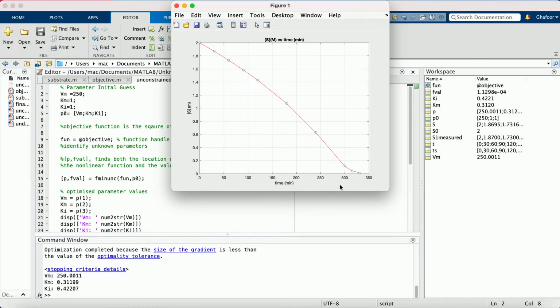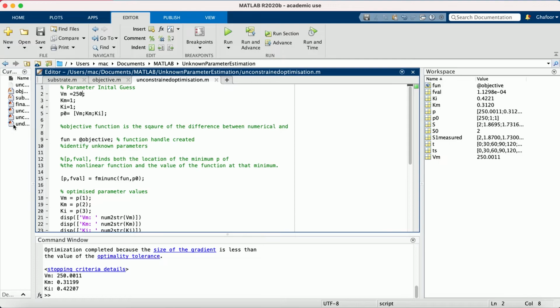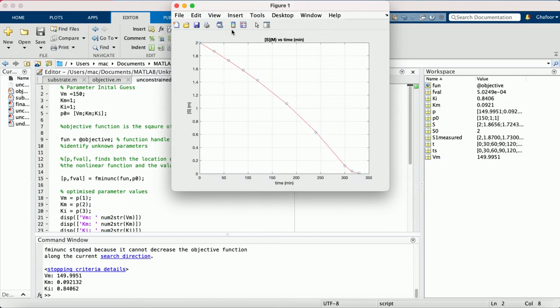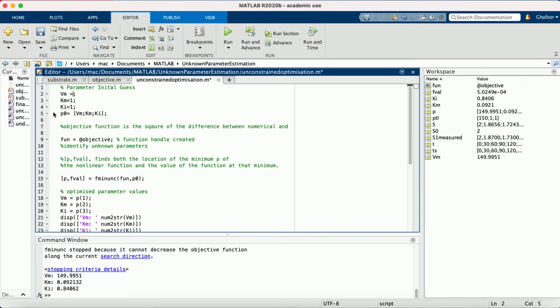This also gives a great fit. We see that our fval for a Vm equal to 250 is a lower value than 500. So this is a better estimation than 500. Let's see if we go even lower. Let's try 150. We see that our fval is a value that is greater than at 250. So we know that the optimum is between 150 and 250. So let's try 200.